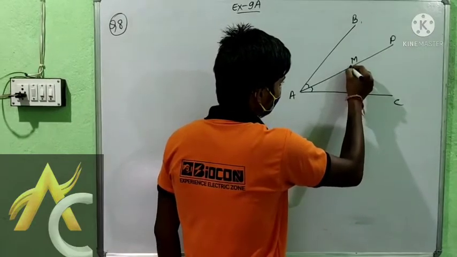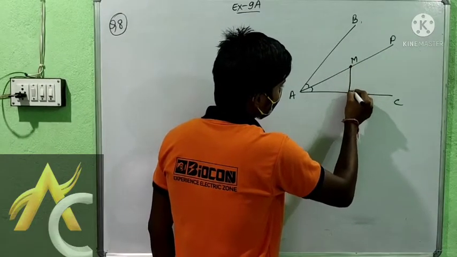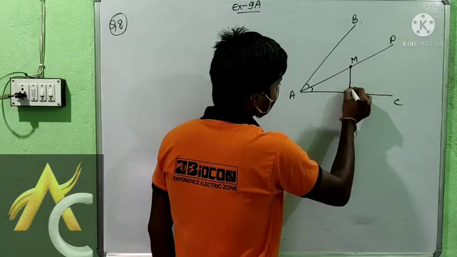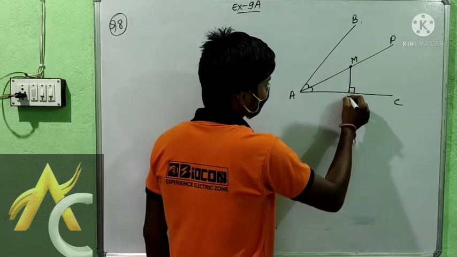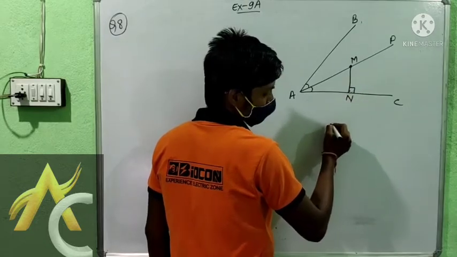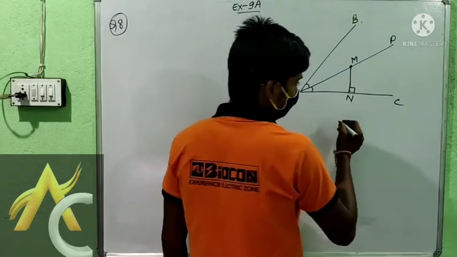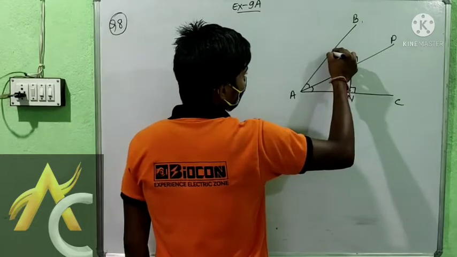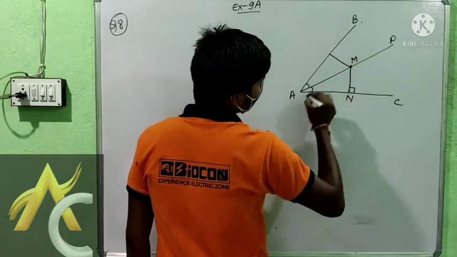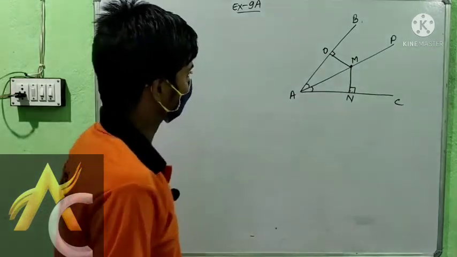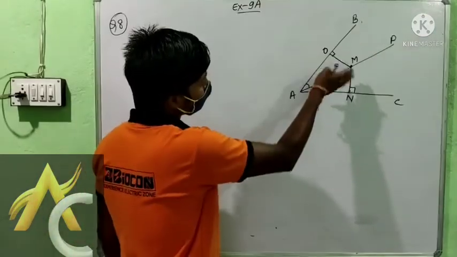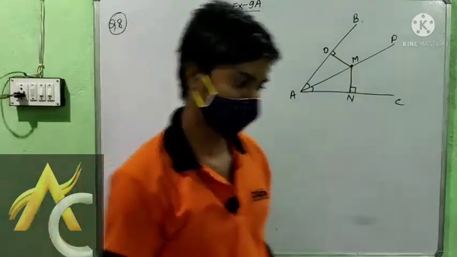This is a perpendicular from M on AC. Let us consider that this is N, and if we draw a perpendicular line from here, let us consider that this is O. Okay, so we have to prove that MN is equal to MO. All right.